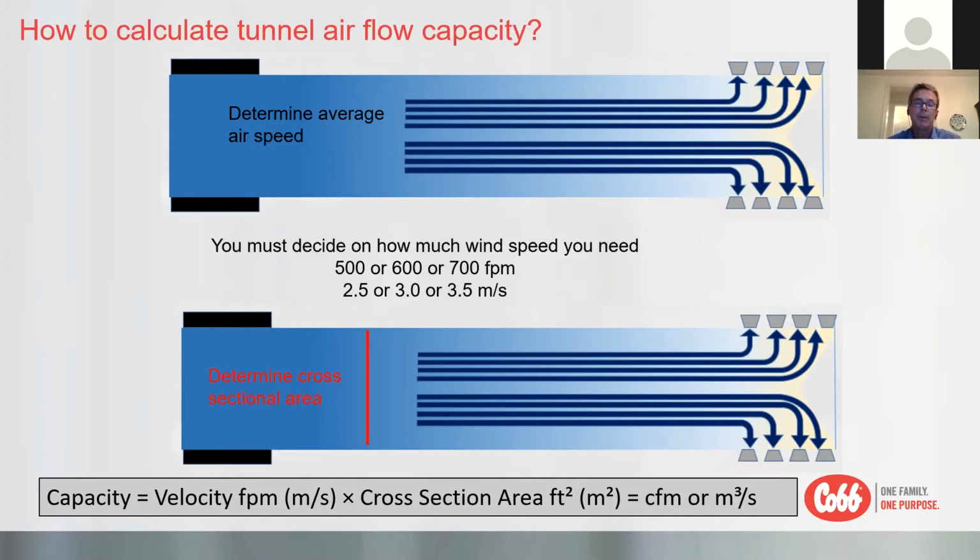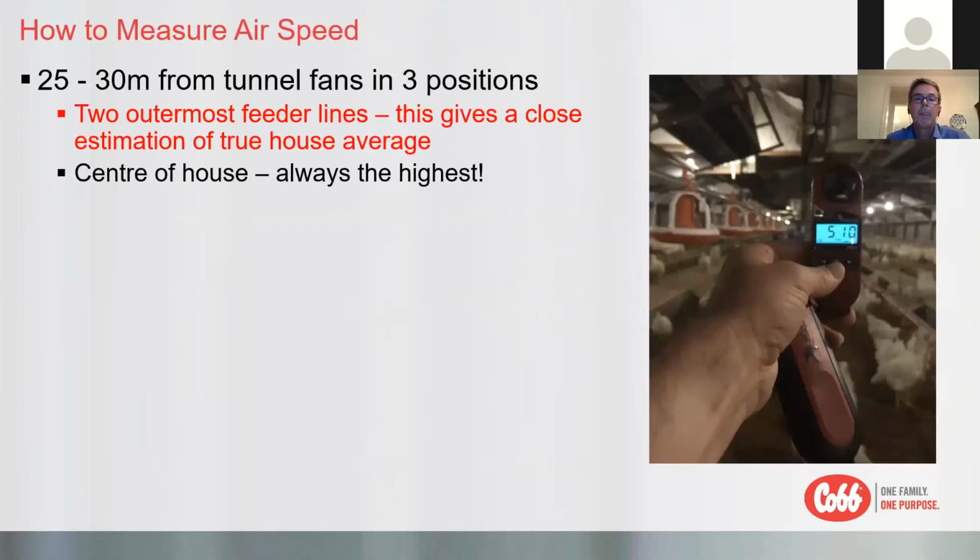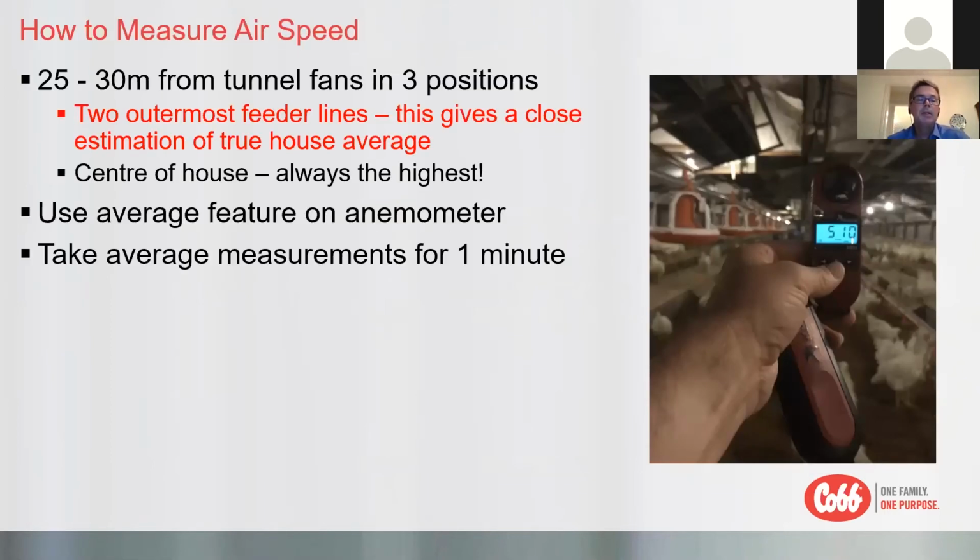And when we talk about cooling cells, or if we talk about light traps, we'll always talk about at what speed do we size my cool pads? At what speed do I size my inlets? It all comes back to the same calculation. Capacity is equal to velocity times cross-section or area. So what speed do we need? Sorry, how do we measure the speed?